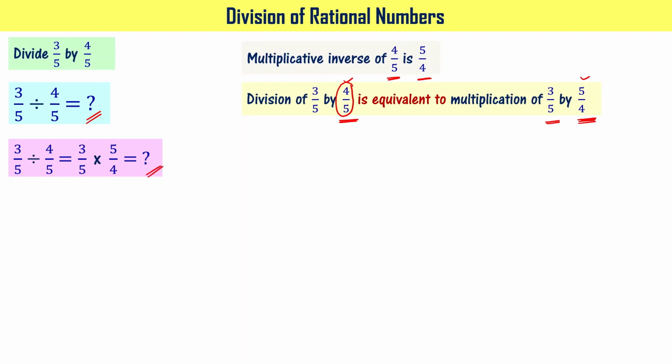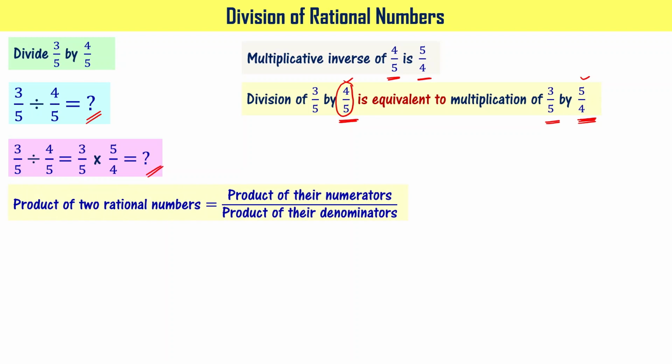We have learned that the product of two rational numbers is equal to the product of their numerators divided by the product of their denominators. Now this is a multiplication problem, right? We want to find the product of 3 by 5 and 5 by 4. So we have to find the product of their numerators 3 and 5 so that it becomes the numerator of the resulting rational number. And when you find the product of the denominators 5 and 4, you get the denominator of the resultant rational number, right?